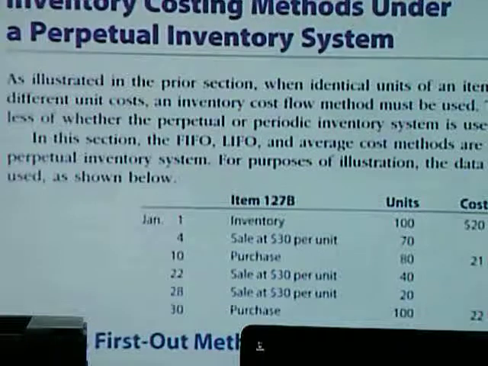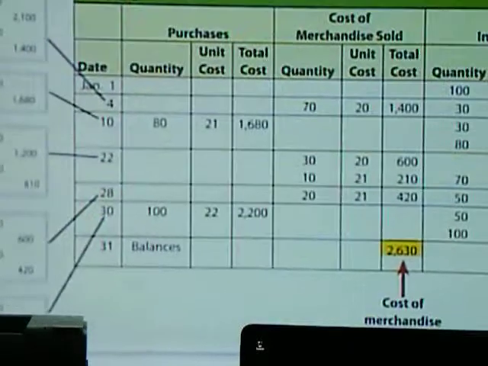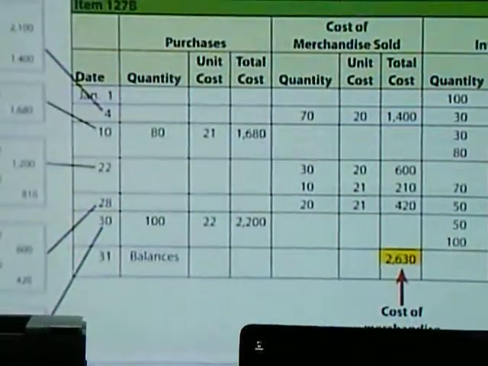I want you to pay very close attention to what I'm going to go over for this particular chapter, especially with the perpetual grid, because on page 316 down at the bottom under Exhibit 3, I'm going to slide my book up here. This is the grid that we're going to learn to do under FIFO and for LIFO.